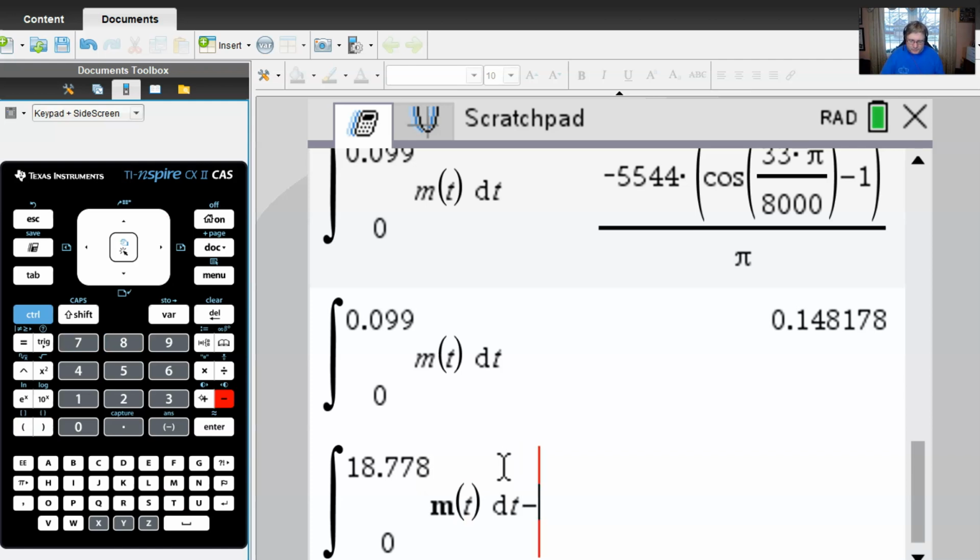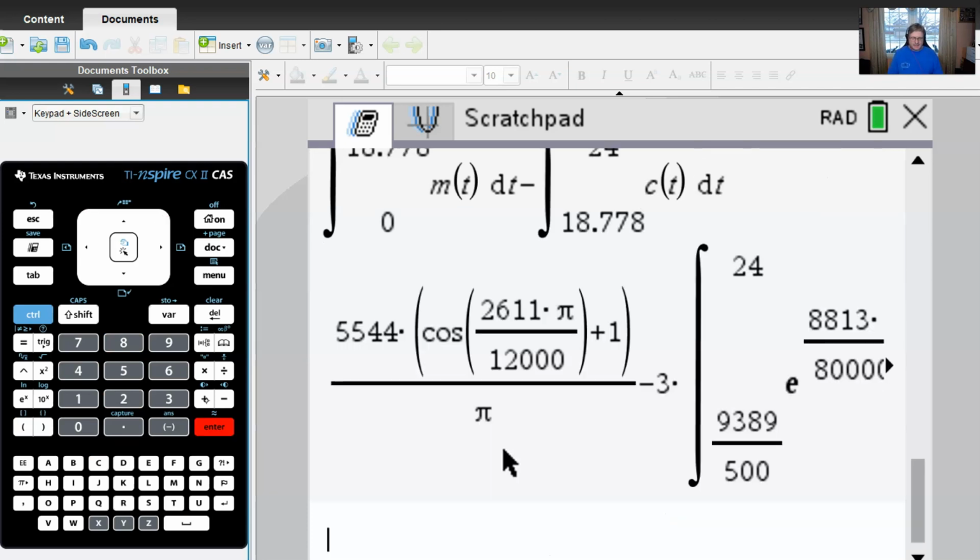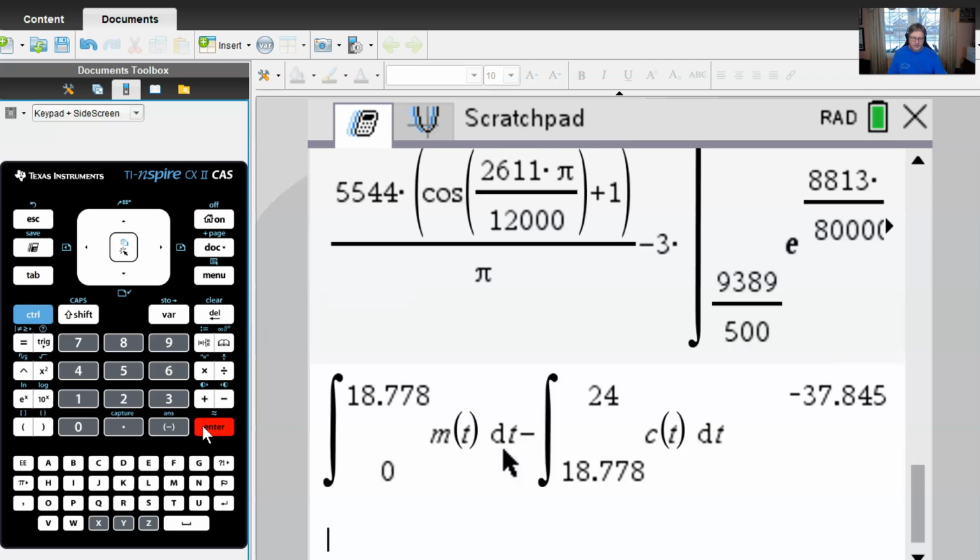And then we're going to subtract a shift plus integral. We pick up where we left off at 18.778, up to 24 of our c of t with respect to t. This may give us an ugly answer. That's okay. Let's hit Control Enter, and we have a pretty answer now.